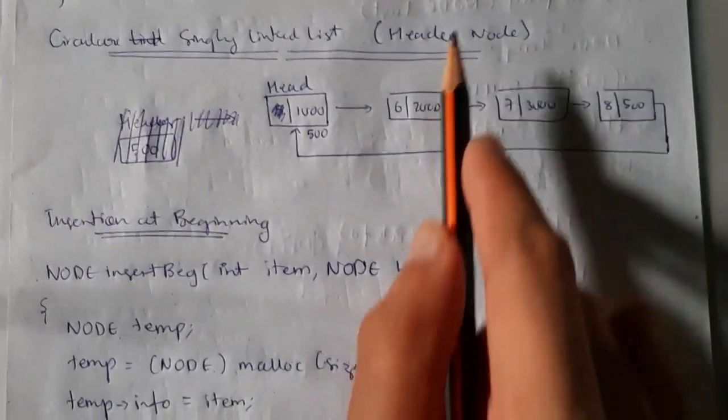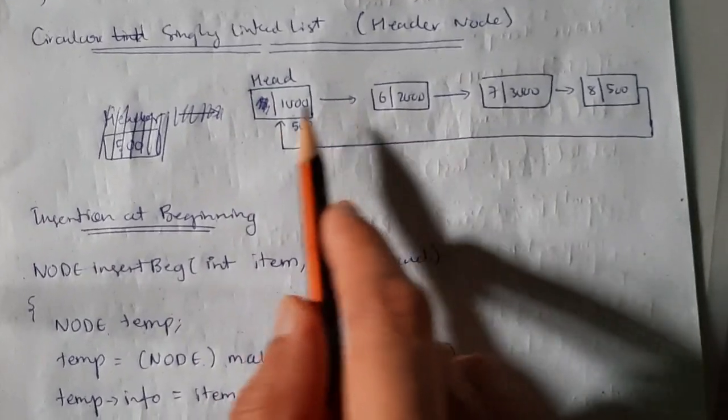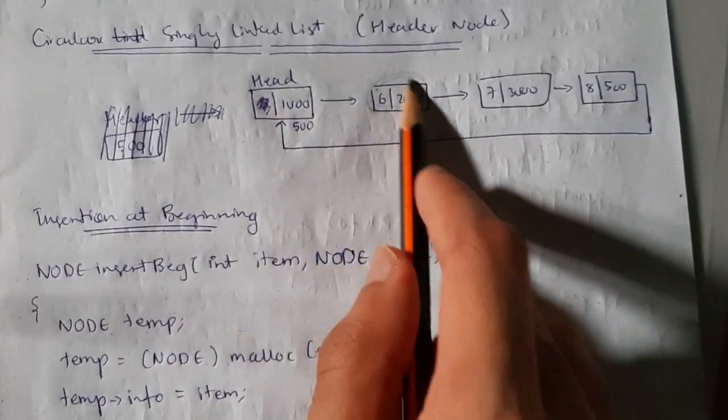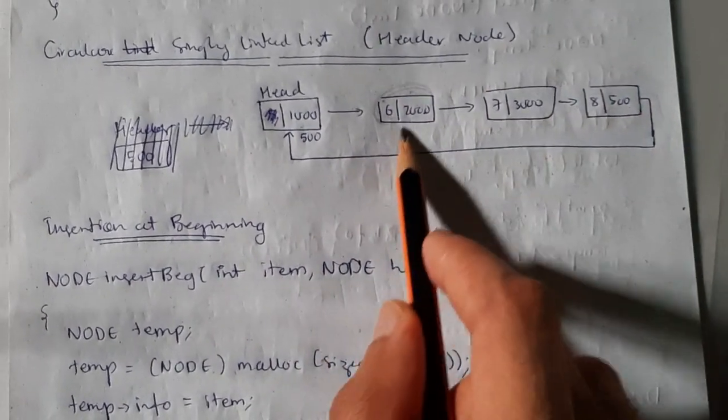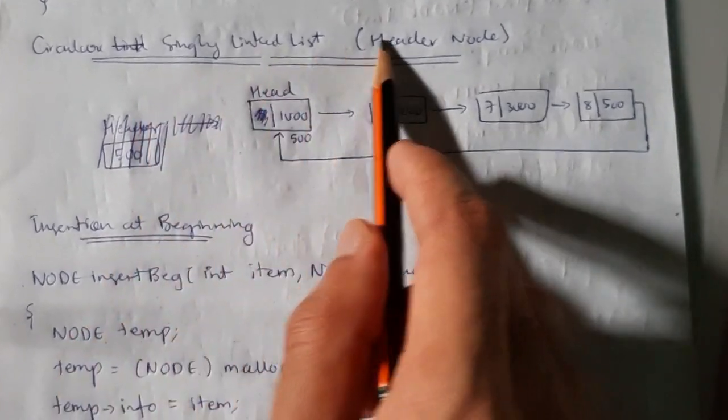See, basically a header node is also a node just like this, but it will not have information here. And the first node is not a header node. The first node is always this one, okay. And the header node will be pointing to this one. But the last node will not point to the first node. It will point to the header node. These are the two things which you need to keep in mind for a header node, okay.